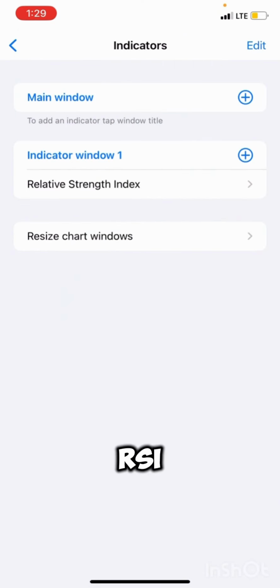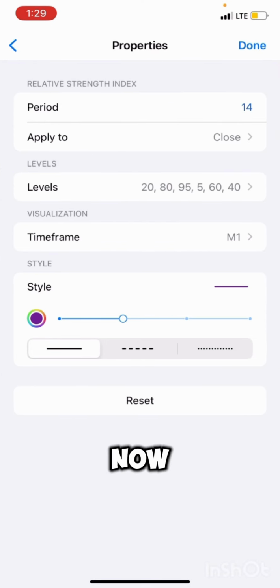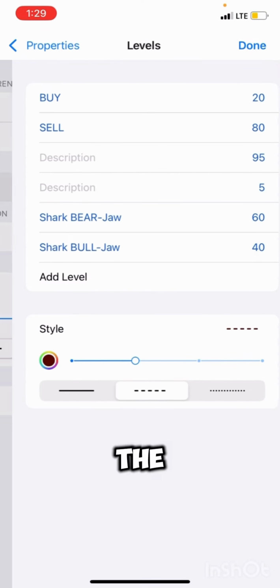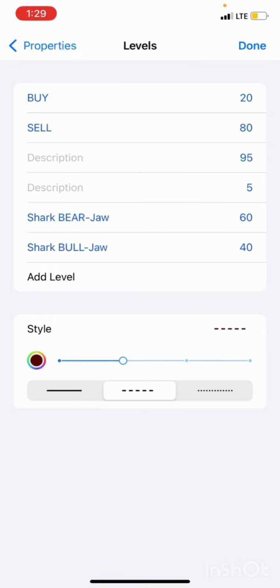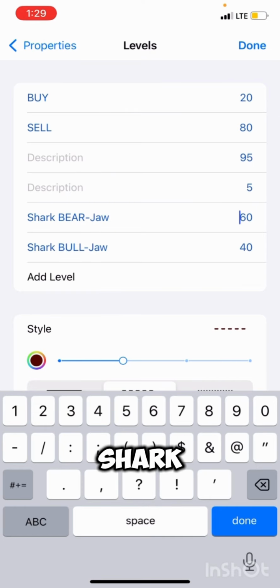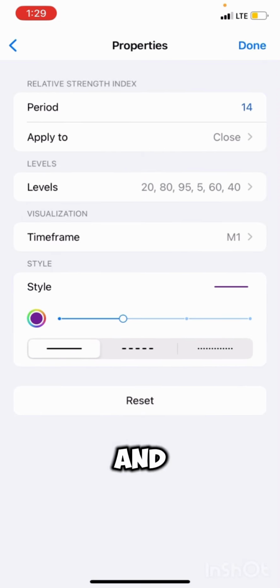This is just an RSI strategy, but we are using the RSI very differently. Set the RSI to period 14, then come to the levels and do the same settings, the buy and the sell at 20 and 80. You have the 95 and 5, then the 60, the shark bear jaw, and then the RSI level 40, call it the shark bull jaw, and click on done.